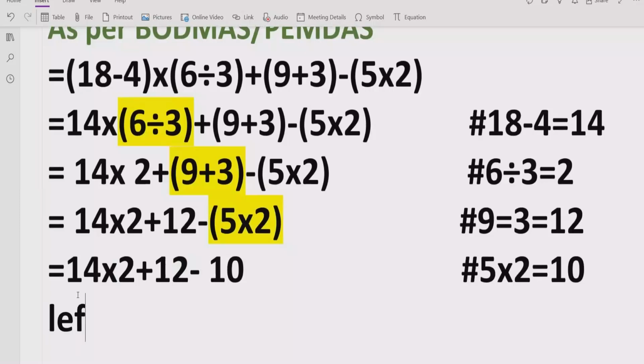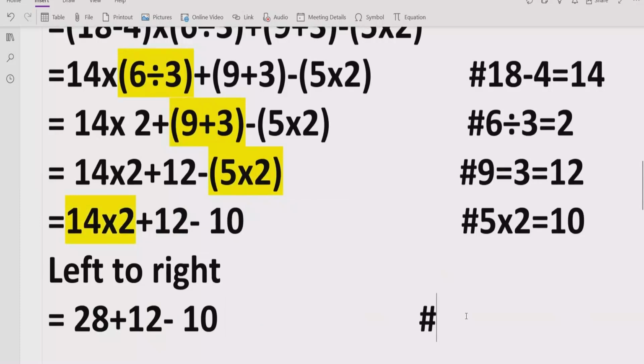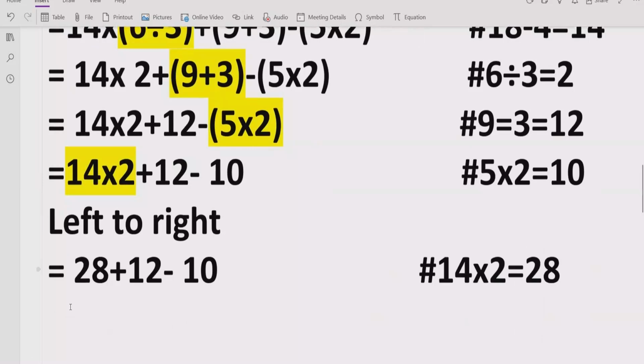So now let's move forward, we will go left to right and find the multiplication and division. This part contains multiplication, so first we have to solve this part, and other things we will write as they are. So here we will take 14 multiplied by 2, which equals 28. And now we do not have any multiplication and division, so we can go for subtraction and addition.